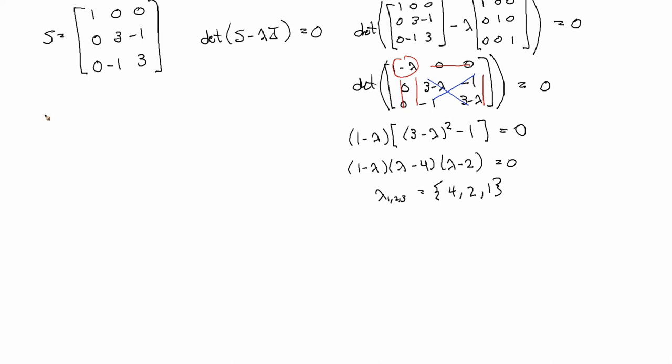So those are our eigenvalues. Let's look at the case where lambda equals 4. Let's solve for that eigenvector, right? So the eigenvector is the vector v that satisfies this equation.